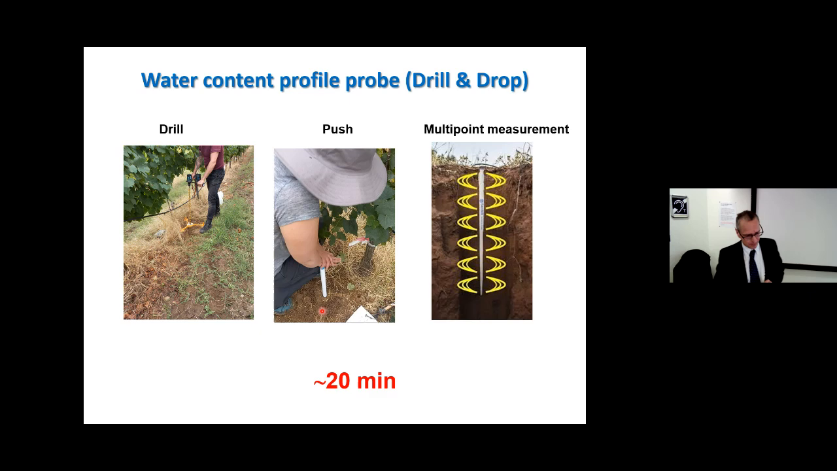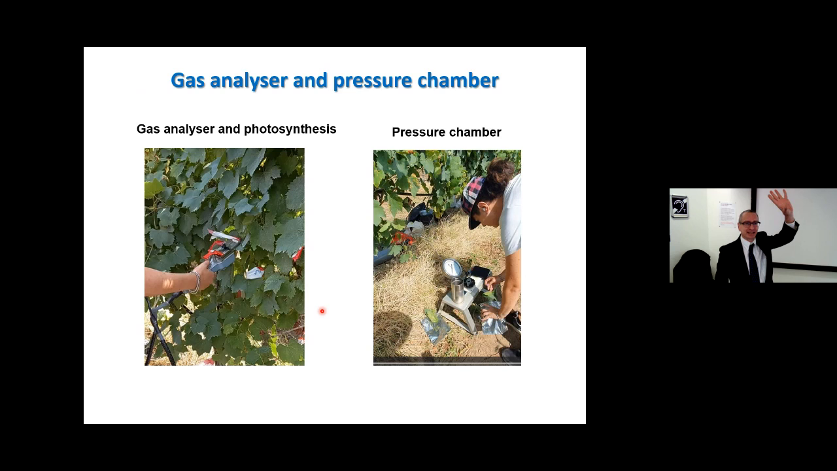This is the tensiometer installed in the plant. This is the crocodile, so this is measuring gas exchanges at the leaf. So we need to have a monitoring system that is taking all the process through the soil, the plant, and at the leaf.